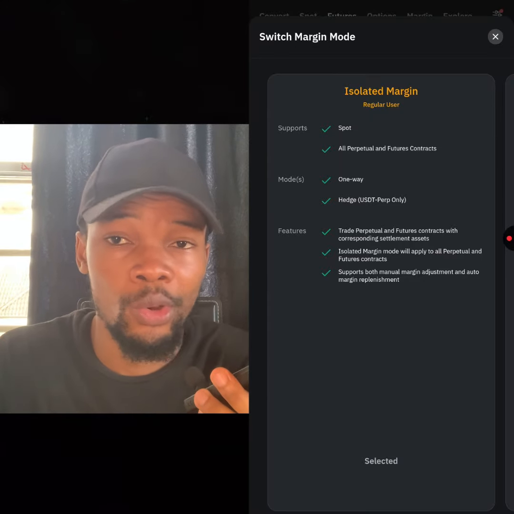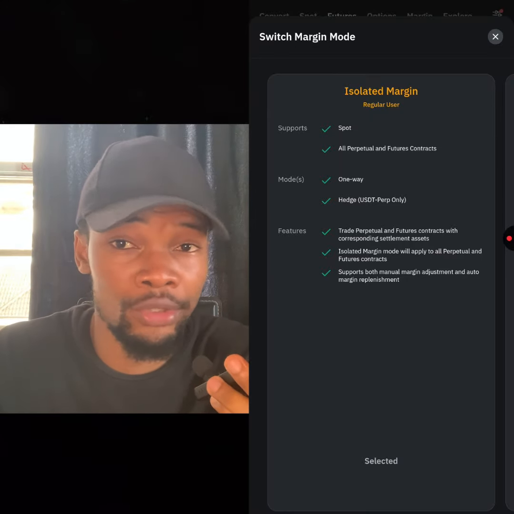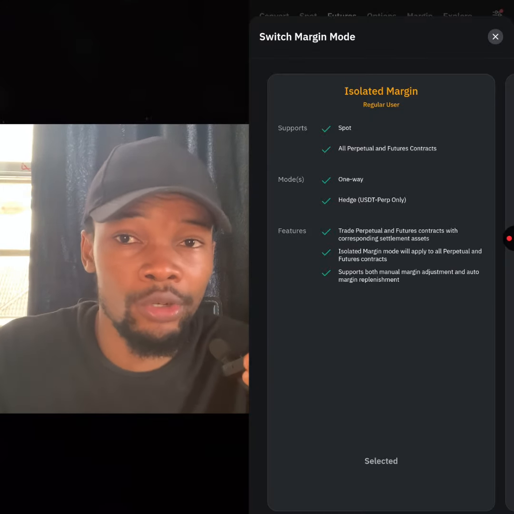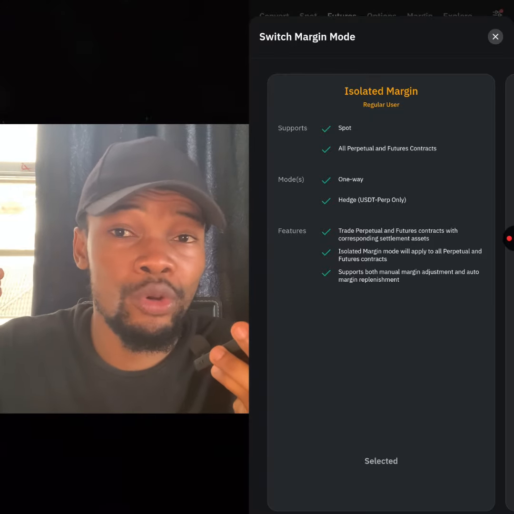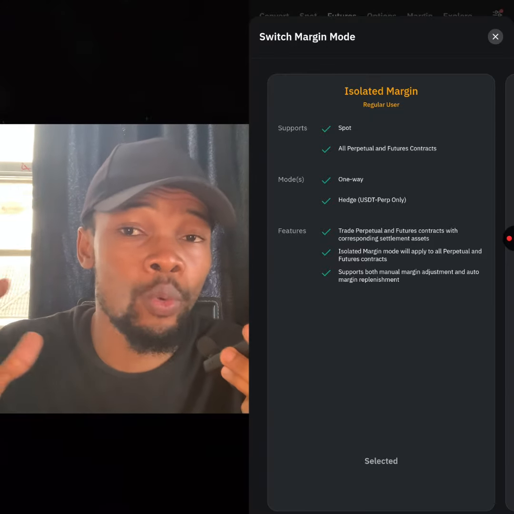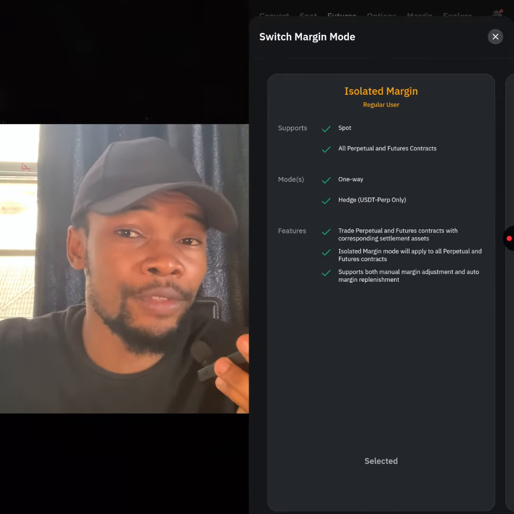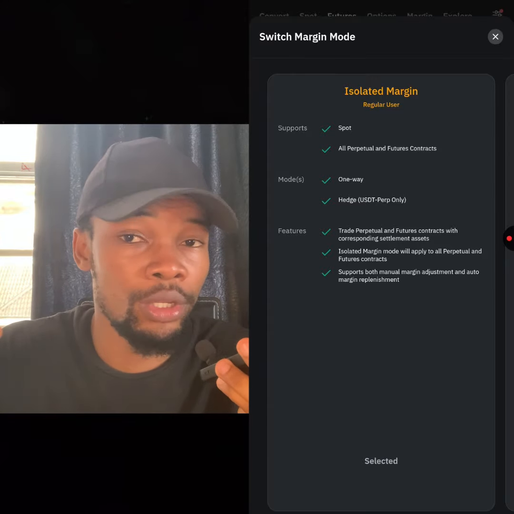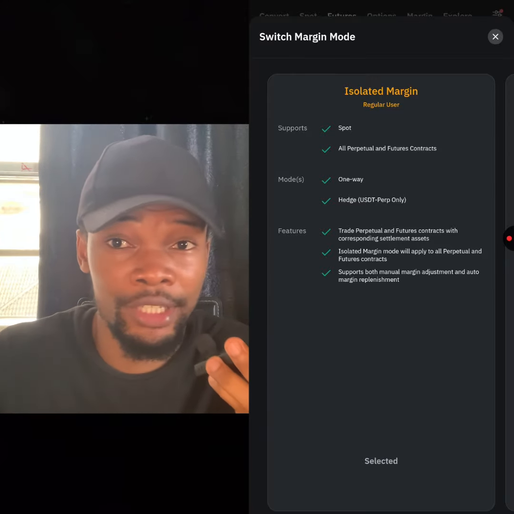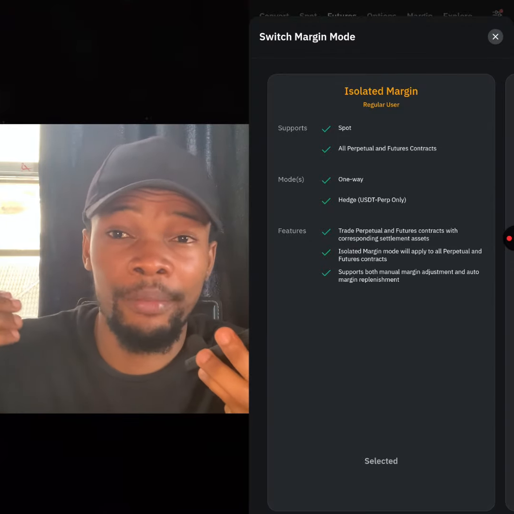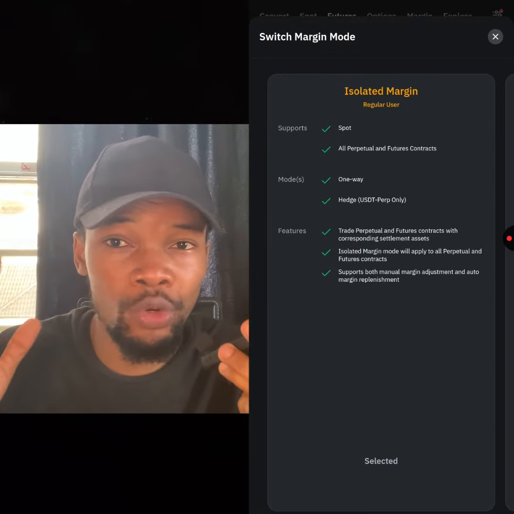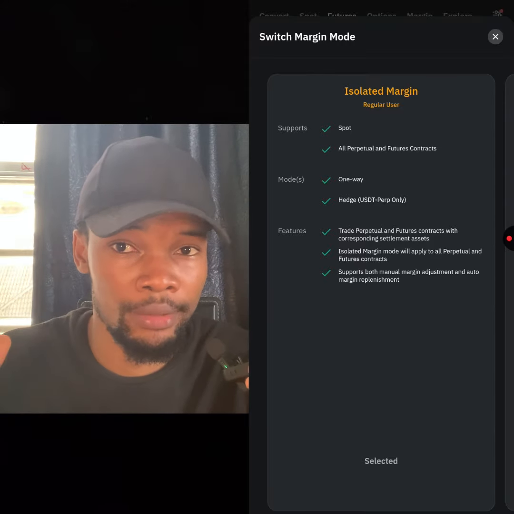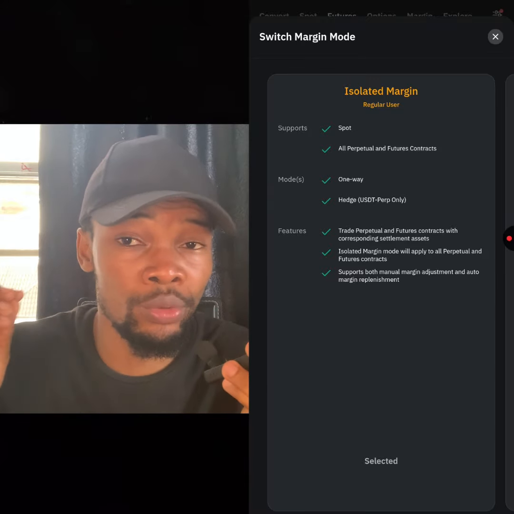Isolated simply means that, let's say I have $43 to trade, and I'm trading with just $10. If I am losing, my $10 will be wiped out, and the remaining balance of $33 will be safe. Isolated simply means that if I lose my money, only my $10 will be lost.